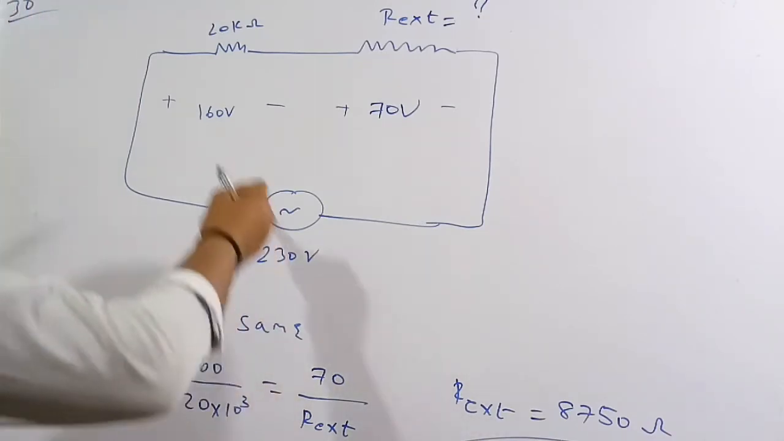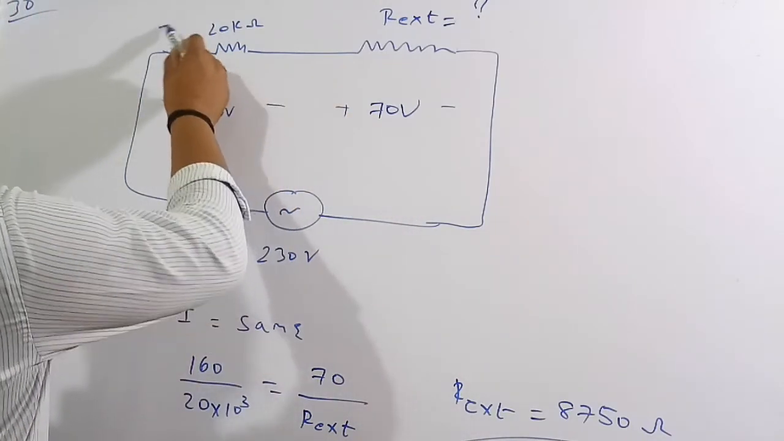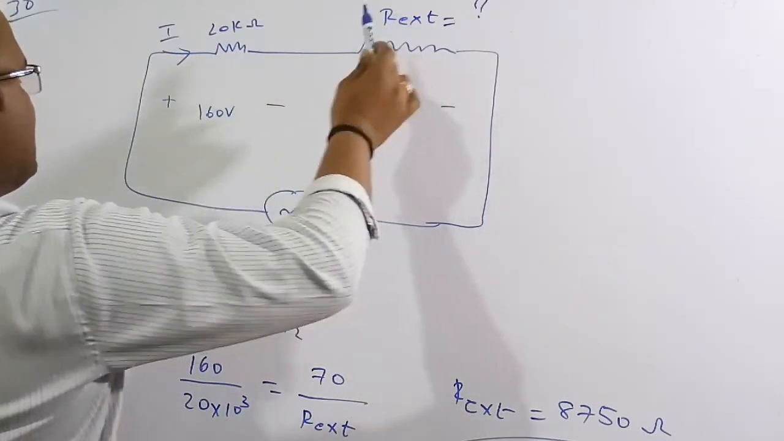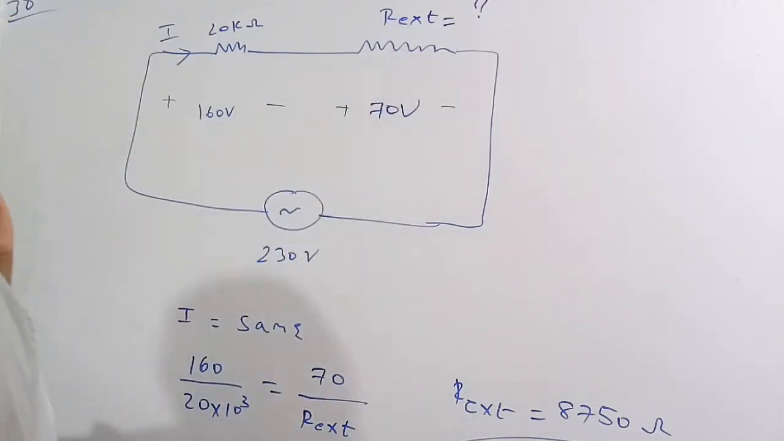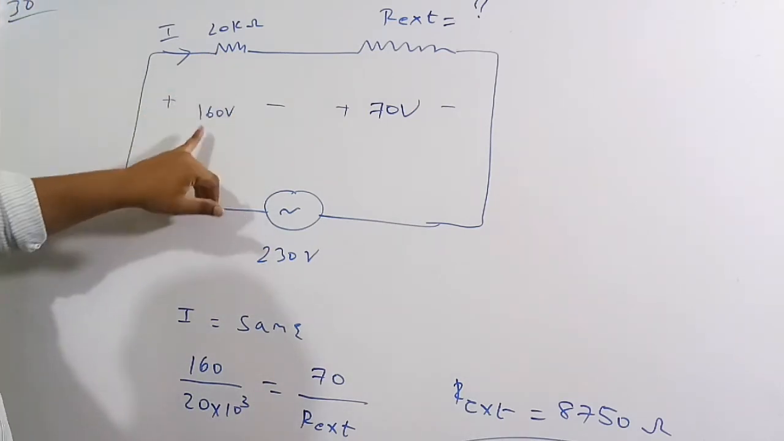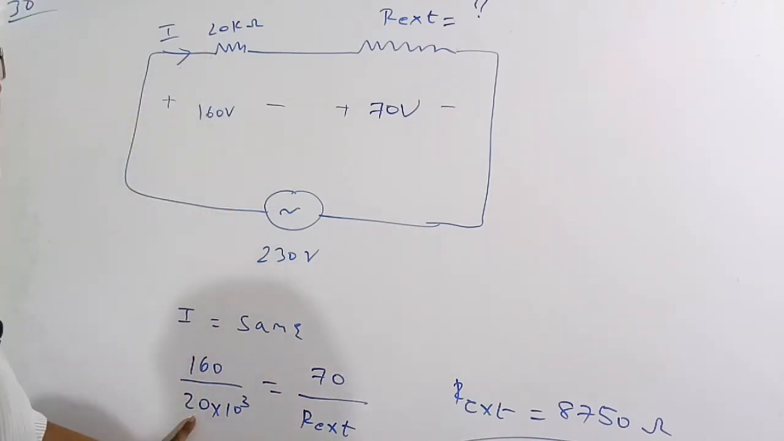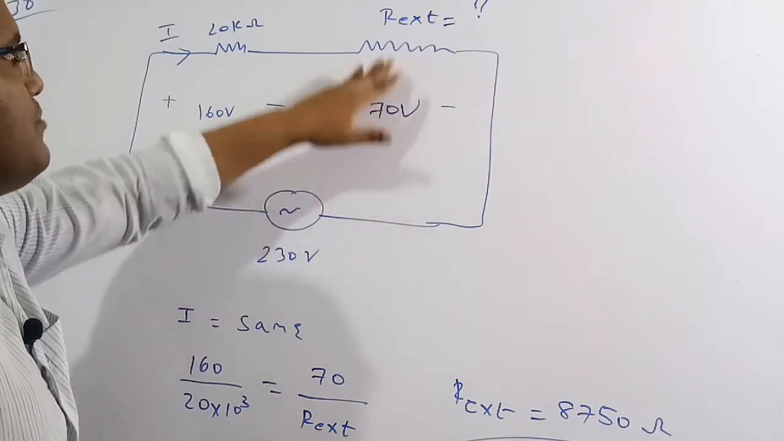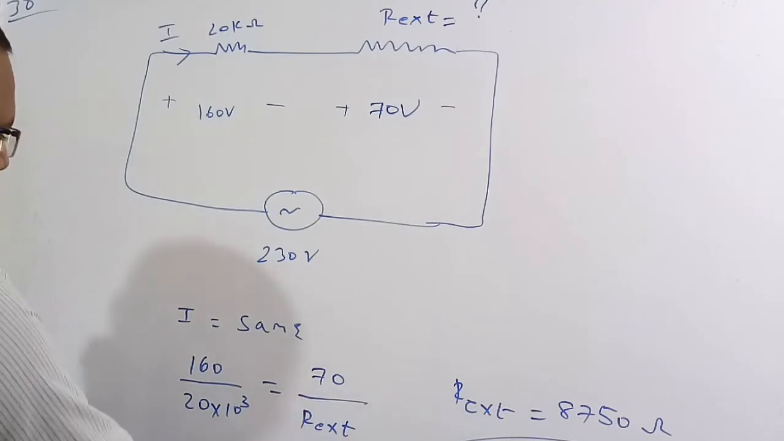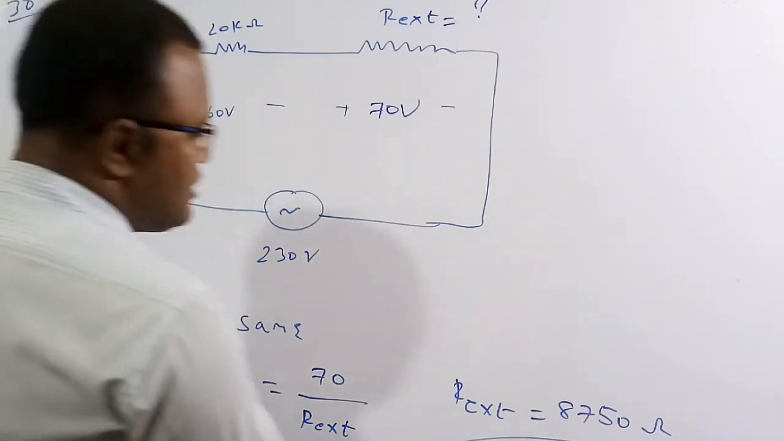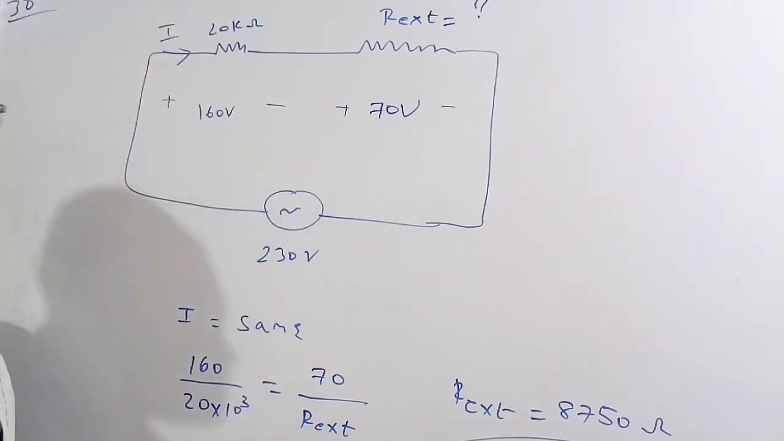Basically, it is a series circuit, so therefore the current is the same. Whatever the current in this resistor is equal to the current in this resistor. So current is equal to voltage by resistance. Therefore the current in this resistor is equal to 160 by 20 kilo ohm, so 20 into 10 to the power of 3, and the current in this resistor is equal to voltage by R external, so 70 by R external. The current is the same because it is a series circuit. So there is only one equation with only one unknown. If you solve this one we are going to get 8750 ohm.